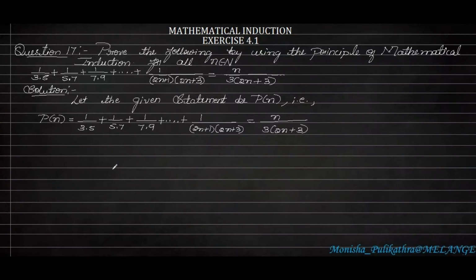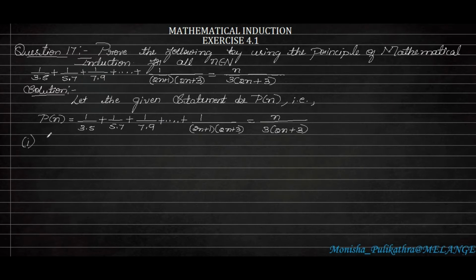Let us move on to the 17th question of exercise 4.1. So here in the question, first we have to equate it to P of n. So let us take the whole statement as P of n. I have written the question already, that is P of n is equal to 1 by 3 into 5 plus 1 by 5 into 7 plus 1 by 7 into 9 up to 1 by (2n plus 1) into (2n plus 3) is equal to n by 3 into (2n plus 3). So the whole equation you have to equate to P of n. This is the starting method we have to do.